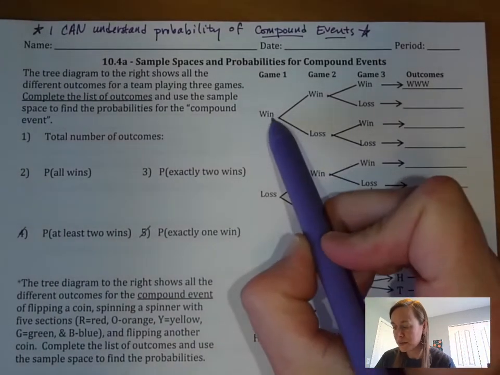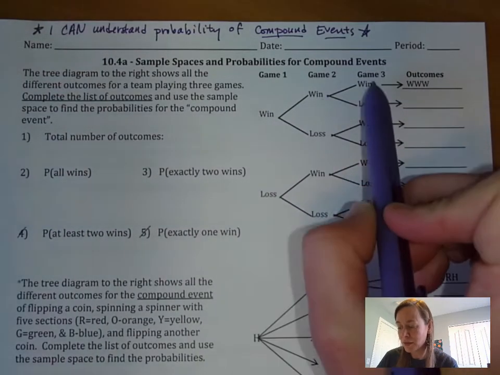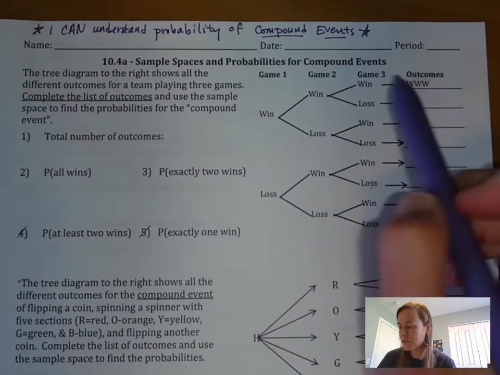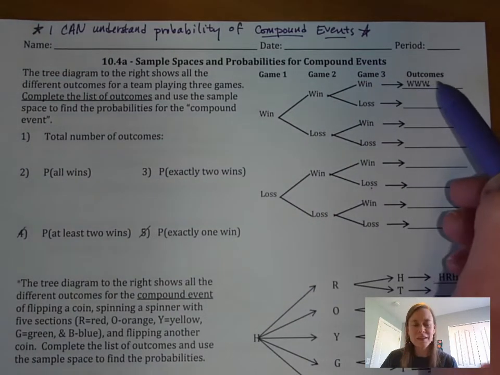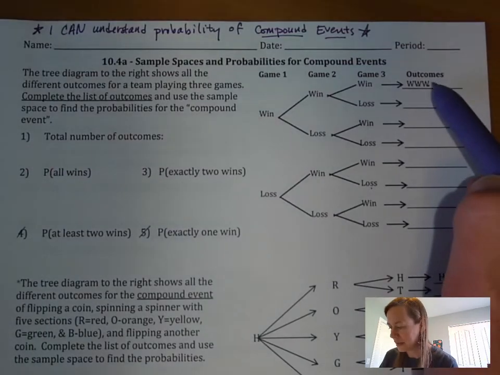Okay, so for the first one, they're going to win, and then they win again for game 2, and then on game 3 they win again. And this one's done for us. We have WWW. That just represents win, win, win. Try to save ourselves a little time not writing the whole words out.